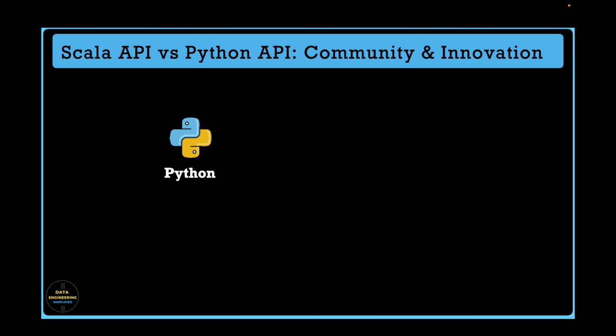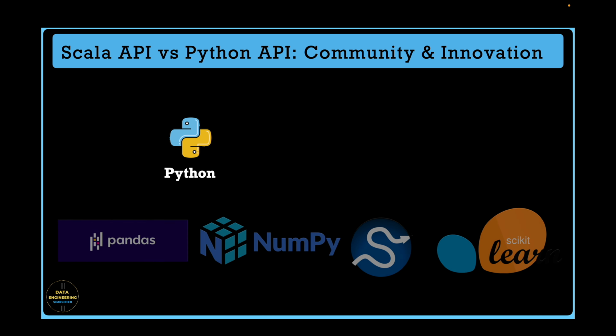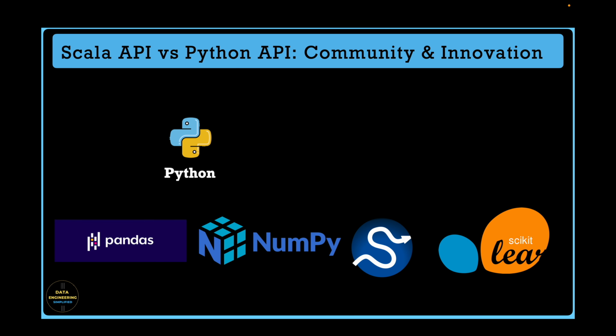Python has a large and vibrant community of data engineers and data scientists, supported by comprehensive libraries and frameworks like Pandas, NumPy, SciPy, and many more. These libraries provide robust tools for data manipulation, analysis, and machine learning. And again, if we consider community and innovation as an attribute, Python is the winner.